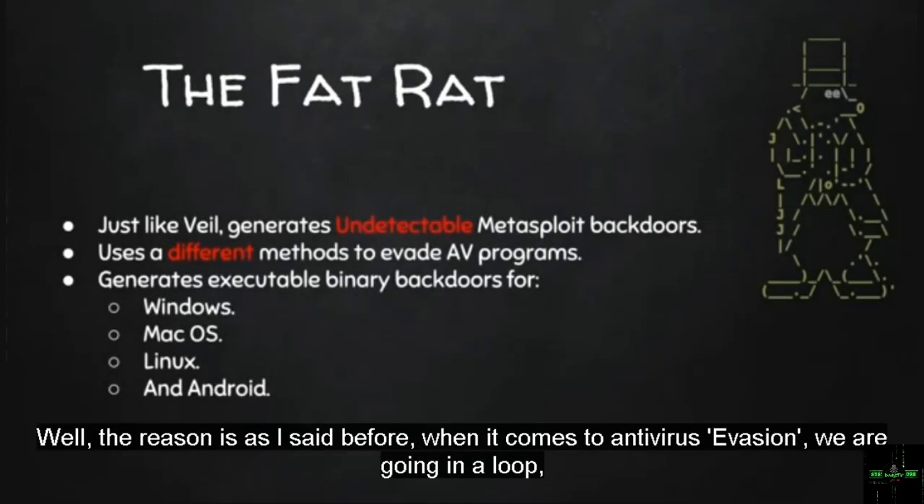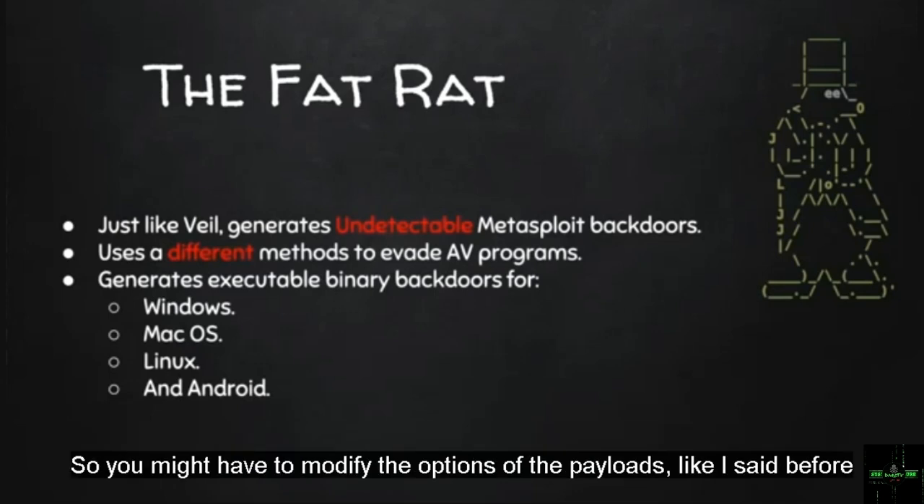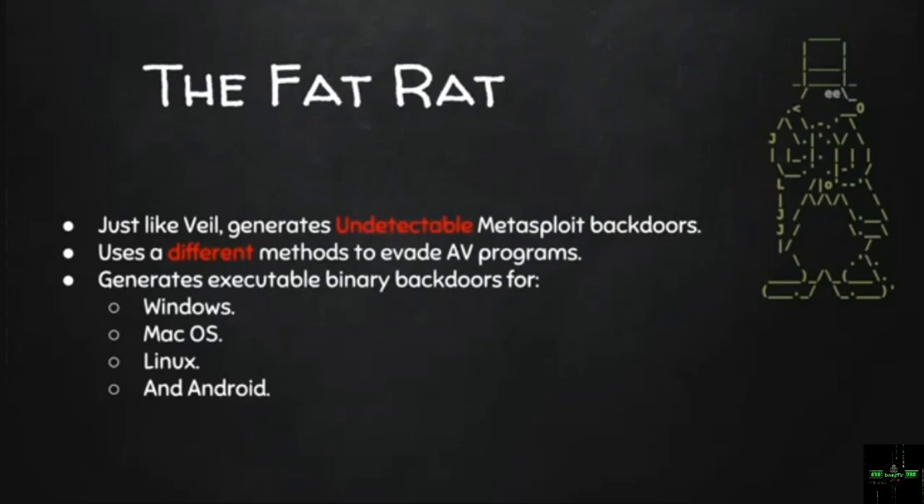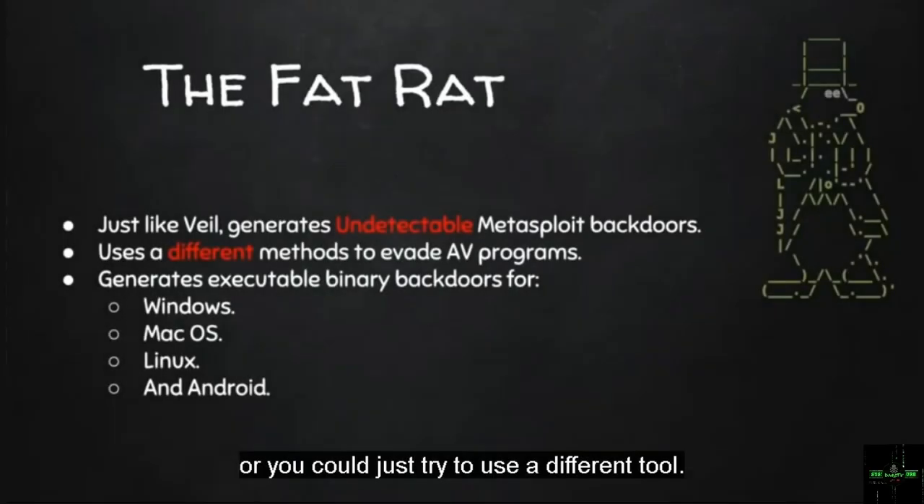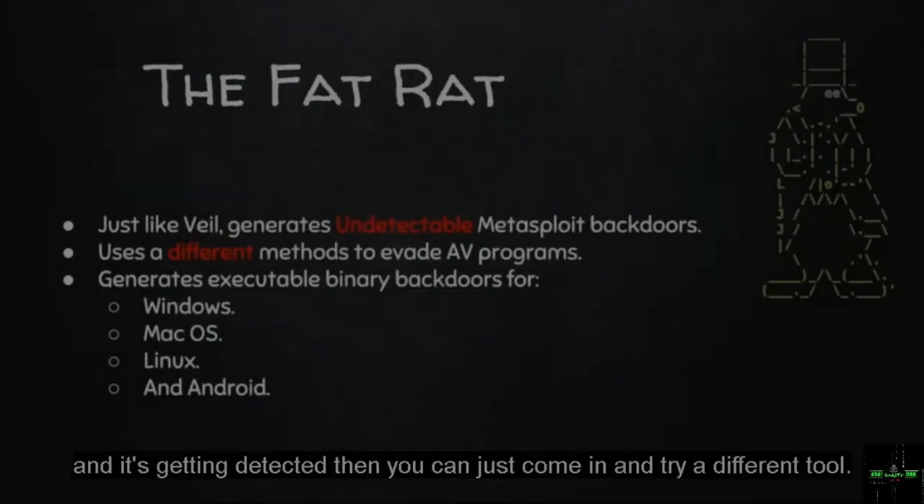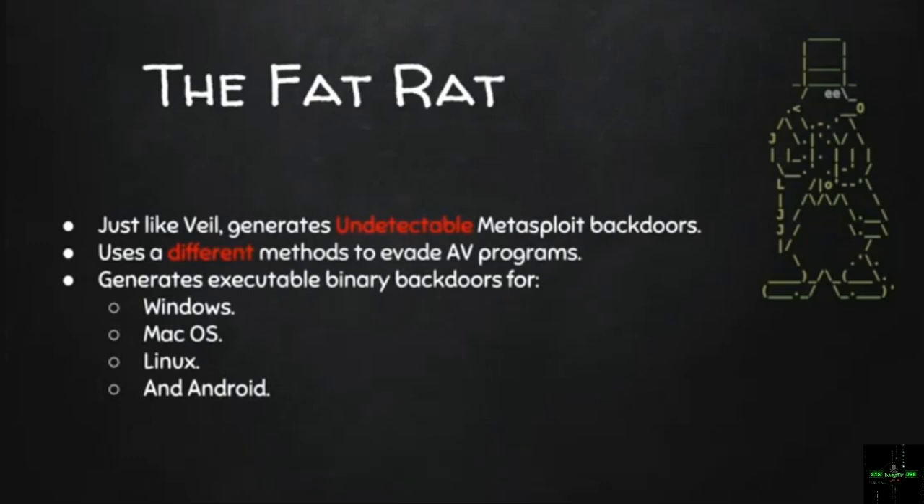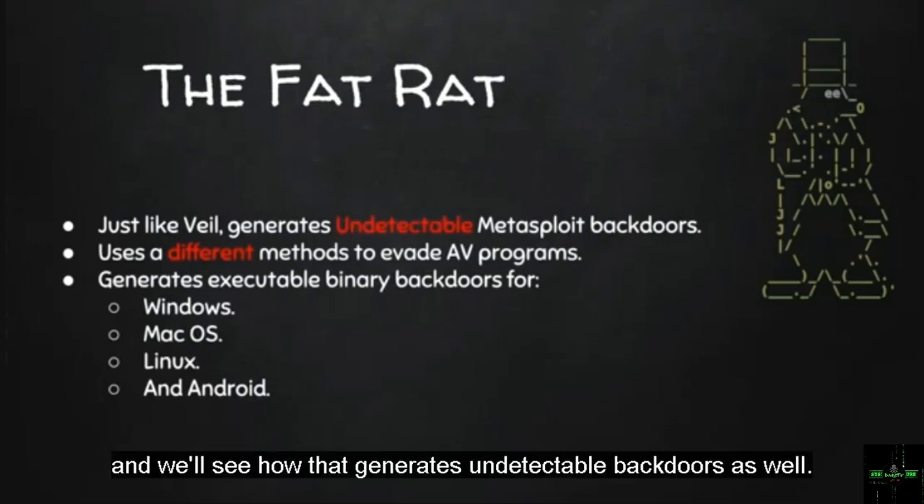Now you might think, why am I teaching you a tool that does exactly the same thing as Veil-Evasion? Well, the reason is, as I said before, when it comes to antivirus evasion, we are going in a loop. Antivirus programs release an update that renders Veil and other programs detectable. So you might have to modify the options of the payloads, like I said before, or you could just try to use a different tool. So I'm showing you a different tool, just in case you're trying to generate a backdoor using Veil, and it's getting detected. Then you can just come in and try a different tool. And in this example, we're going to be trying TheFatrat, and we'll see how that generates undetectable backdoors as well.